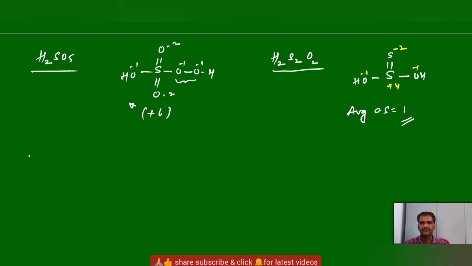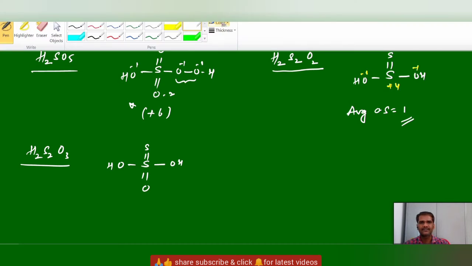Next, H2S2O3, this is thiosulfuric acid. The structure of thiosulfuric acid, again thio means we have this sulfur-sulfur bond, and one OH, here one OH, one double bond oxygen. This is thiosulfuric acid.